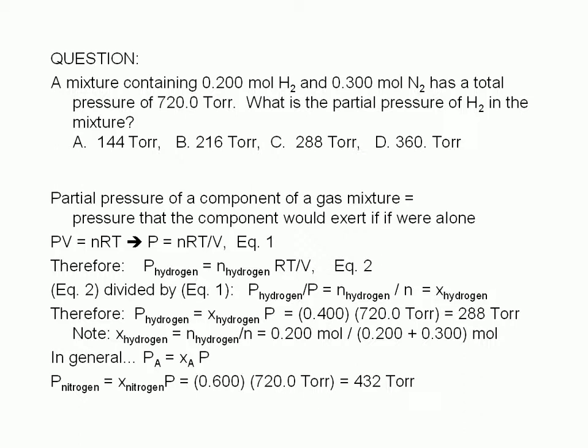If we were interested in the partial pressure of nitrogen, we would multiply the mole fraction of nitrogen, which we can calculate as 0.6, and the total pressure, 720 torr. 0.6 times 720 equals 432. The partial pressure of nitrogen is 432 torr.